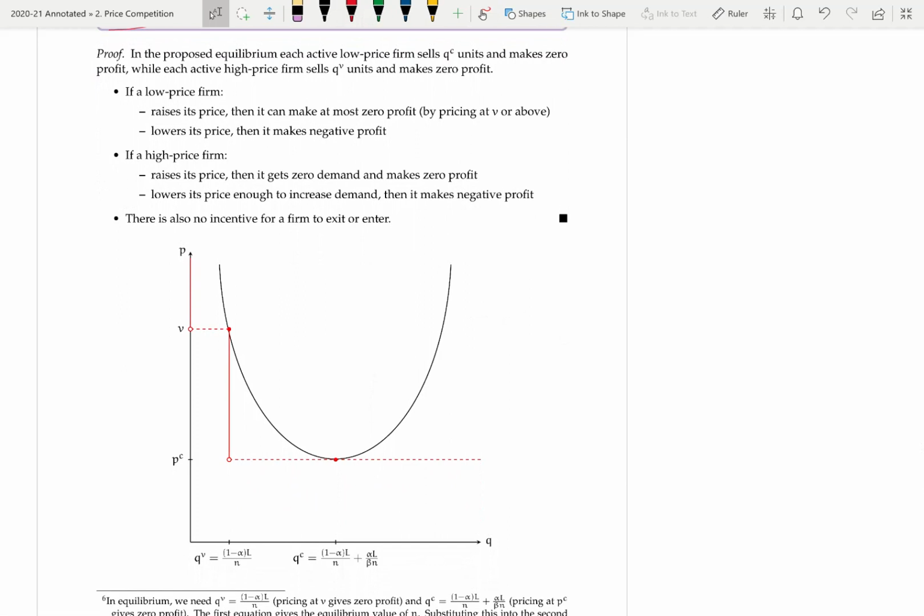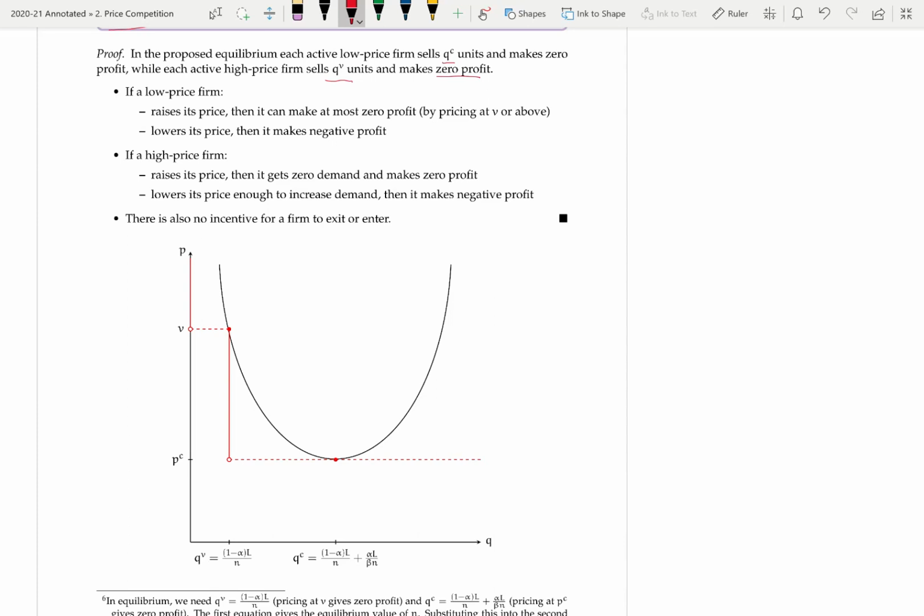So in the proposed equilibrium, each active low price firm is selling QC units and makes zero profit, while each active high price firm is selling QV units and making zero profit. So both types of firms are making zero profit in this proposed equilibrium. To show this is an equilibrium, we need to show that low price firms don't want to deviate, high price firms don't want to deviate, and there is no incentive for firms to exit or enter.